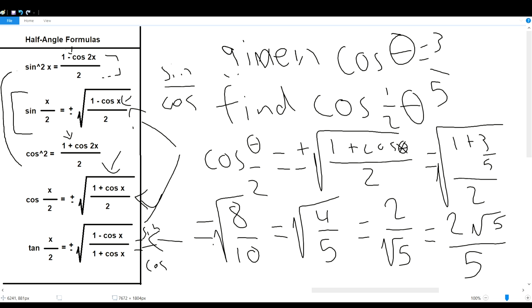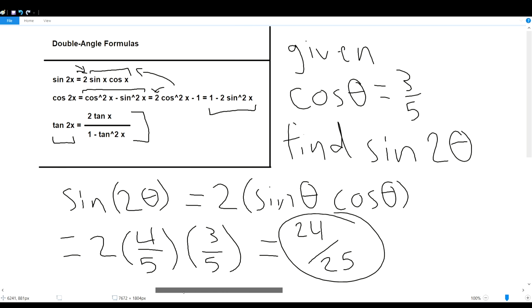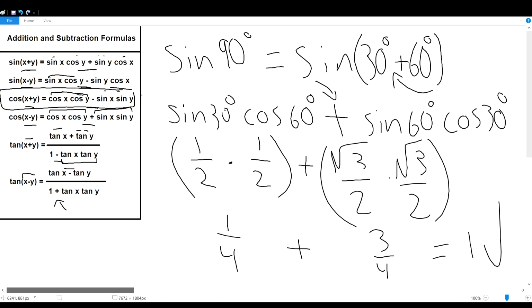And that's everything for our half angle formulas, our double angle formulas, and our addition and subtraction formulas.